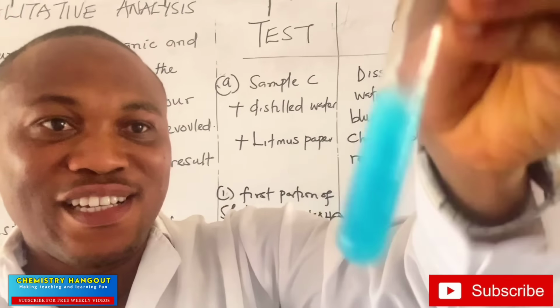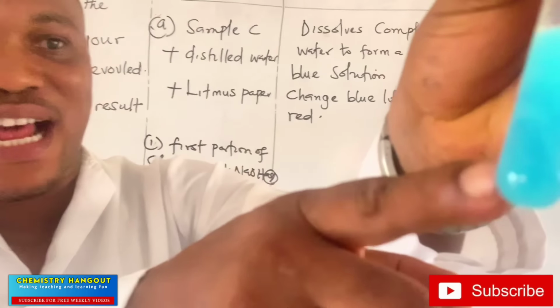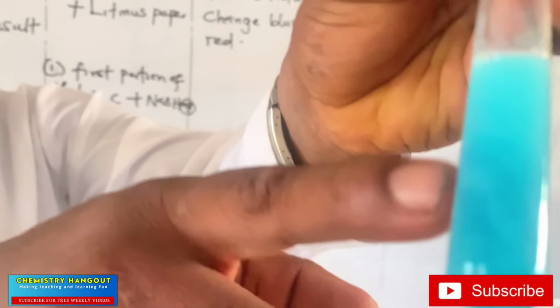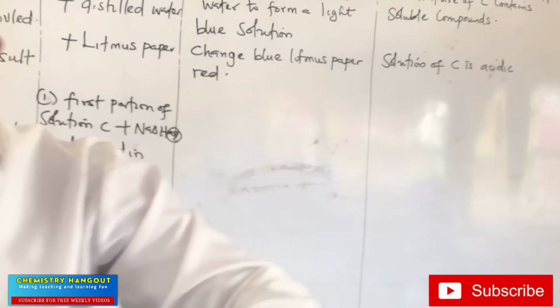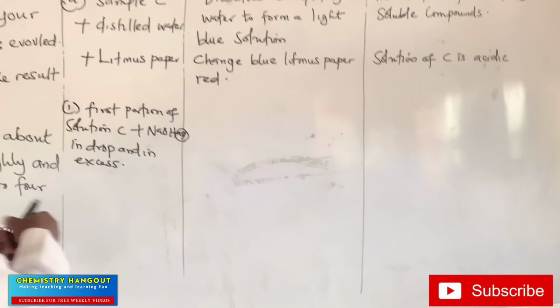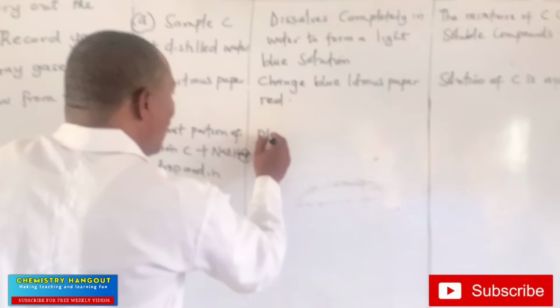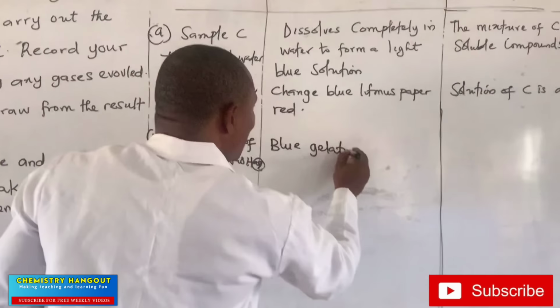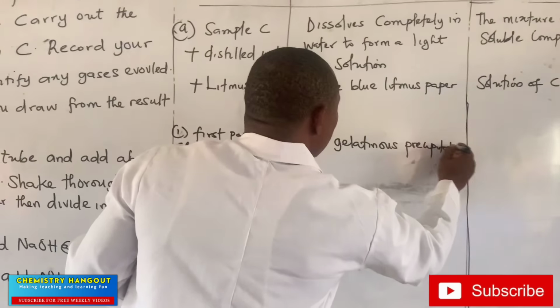Did you see something that is forming? Did you see it's insoluble? Can you see those precipitates now? Okay. So let's start. We can now say in drop we have blue gelatinous. All those terminologies are important. Blue gelatinous precipitate. Right?